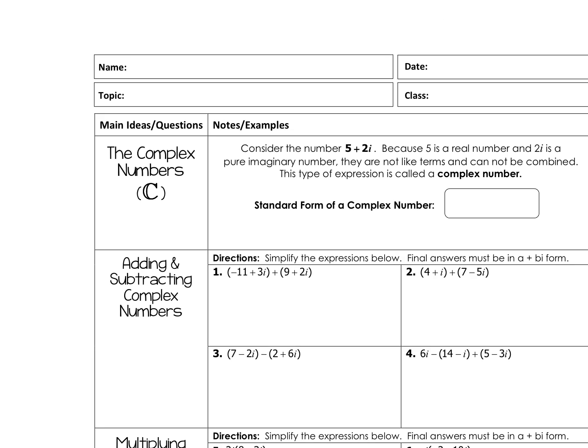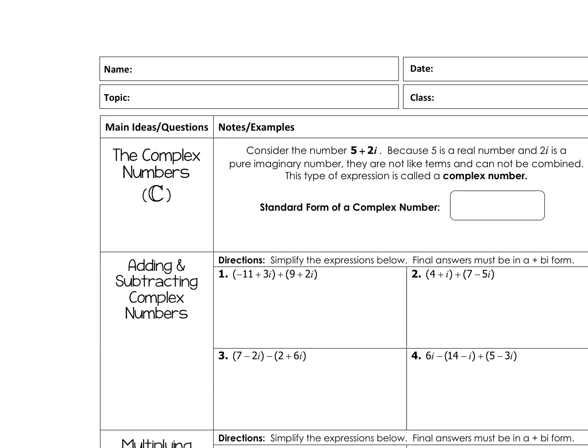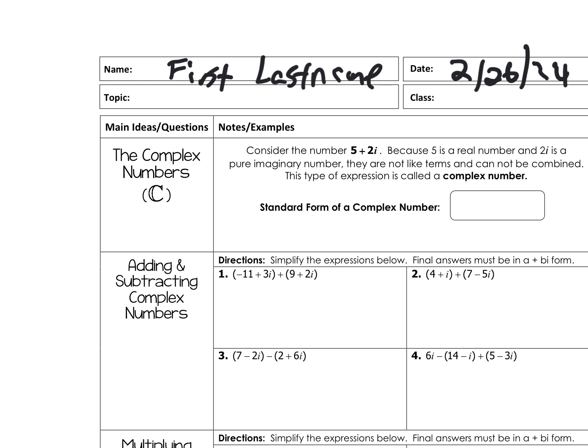So we'll start out. Make sure every page always has your total first and last name, nice and neat with a nice dark pencil. And today someone said that it's a 26. So we're almost at the end of this month, and we're going to look at a lot of things that have to do with complex numbers.